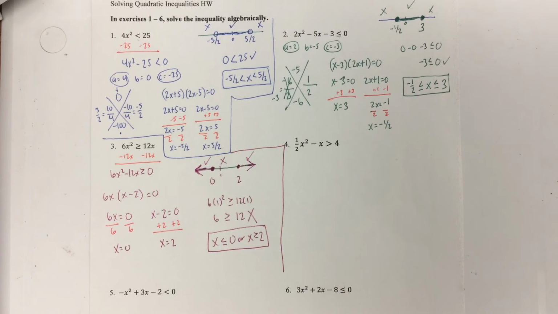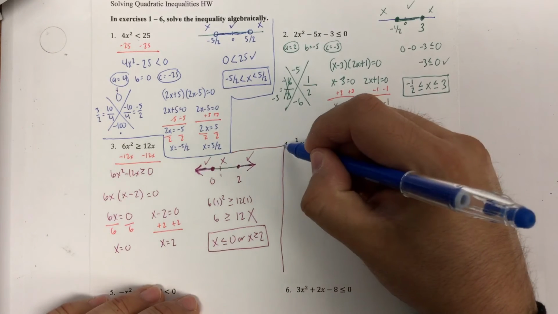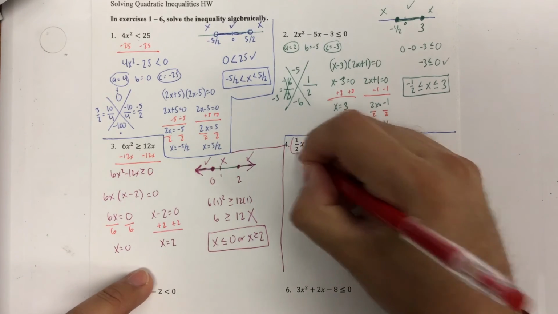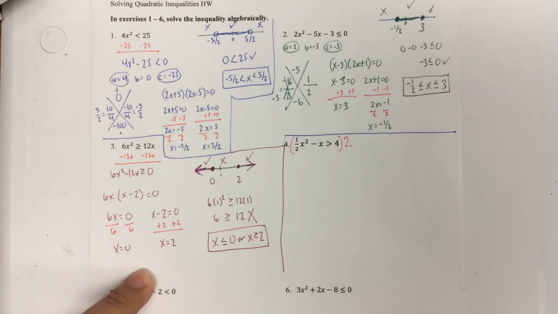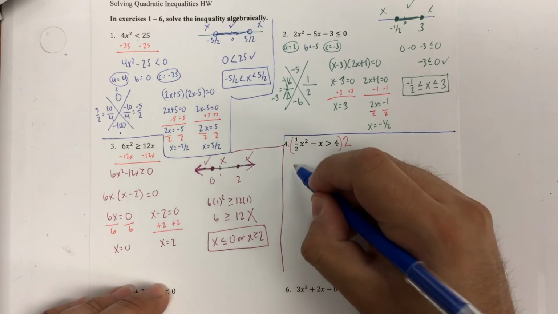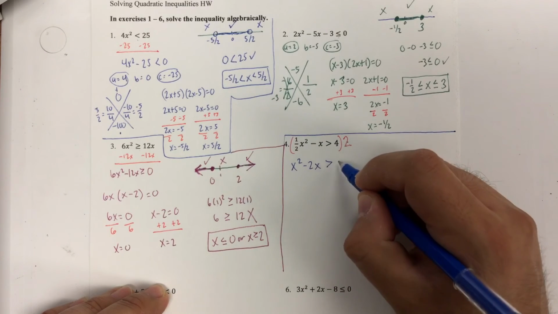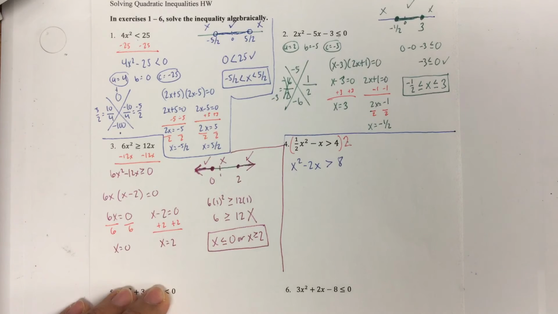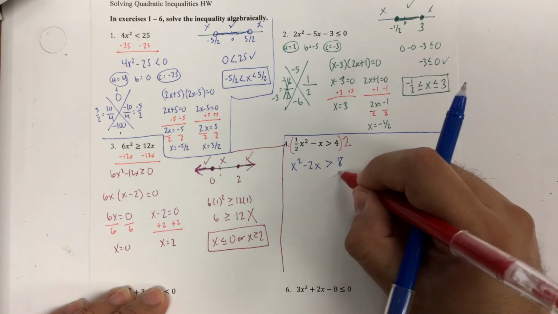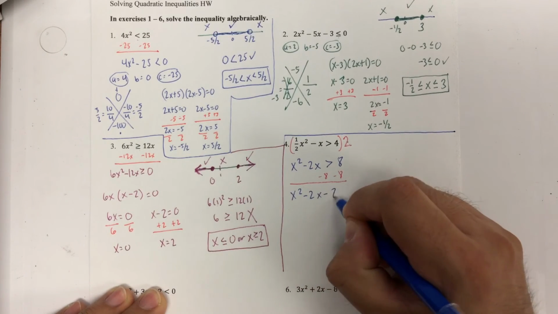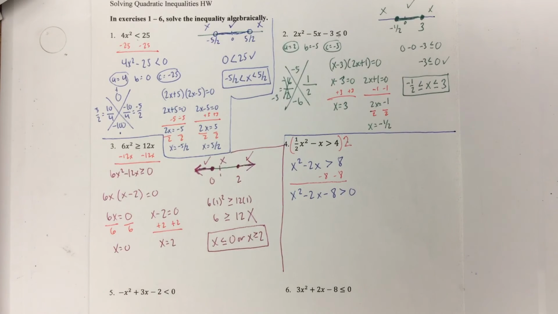On to number 4. Now number 4 is a little bit different here. If you'll notice, the a value is not a whole number, it's 1/2. So what I'm going to do to eliminate that right off the bat is just multiply the whole thing by a value of 2. Okay, so 2 times 1/2 is just x squared. 2 times negative x is negative 2x, is greater than 4 times 2 is 8. Okay, and that makes it all whole numbers, looks a little bit nicer. So we're going to take away 8 to the other side. That gives me x squared minus 2x minus 8 is greater than 0. It's already in standard form.